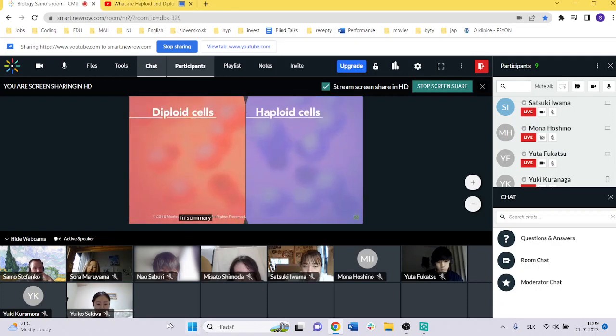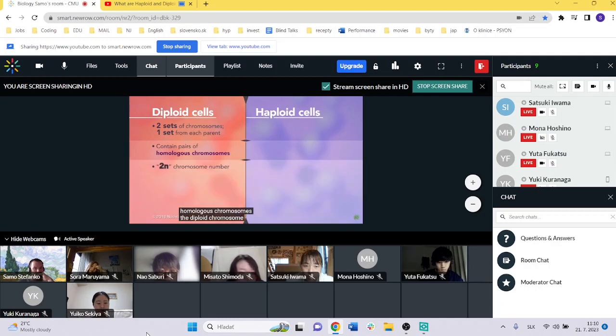In summary, diploid cells have two complete sets of chromosomes, one set from each parent. Diploid cells have twice the number of chromosomes as haploid cells. The two sets consist of pairs of homologous chromosomes. The diploid chromosome number is written as 2N.